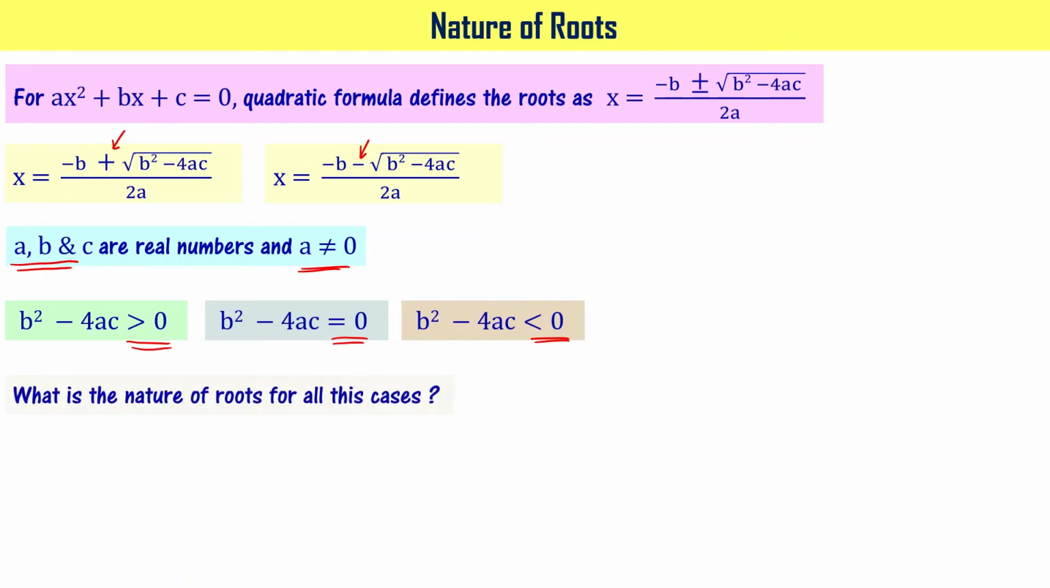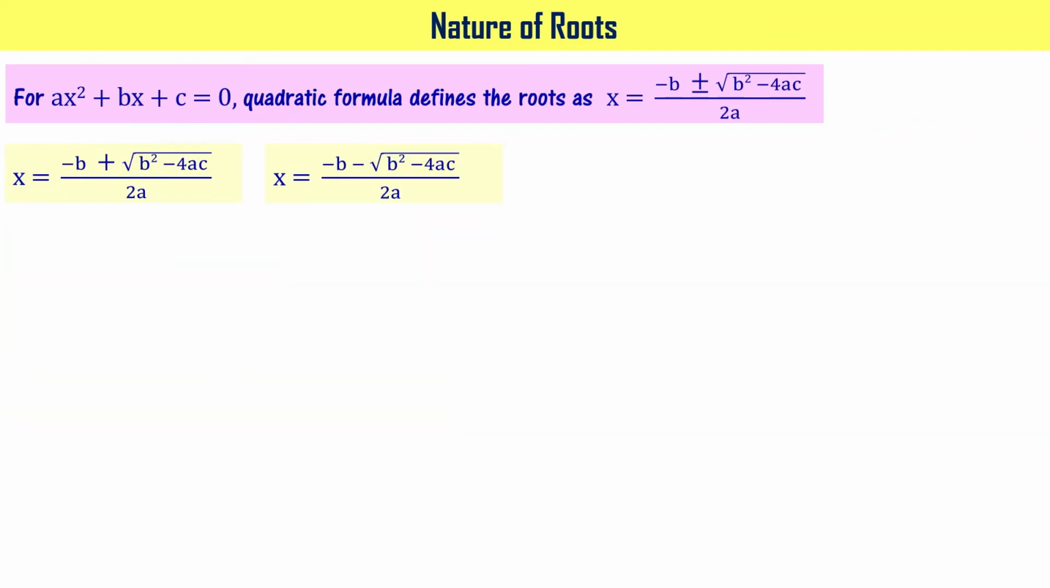Now the question is, what is the nature of roots for all these cases? You know, how are the roots going to look when b square minus 4ac is equal to 0, or when b square minus 4ac is greater than 0, or when b square minus 4ac is less than 0? That is the question we have now, right? Let's try to understand that.